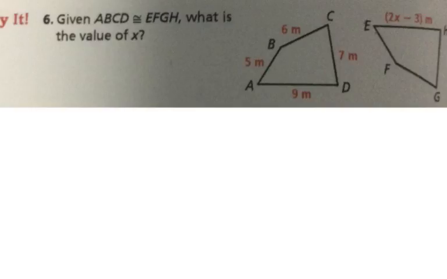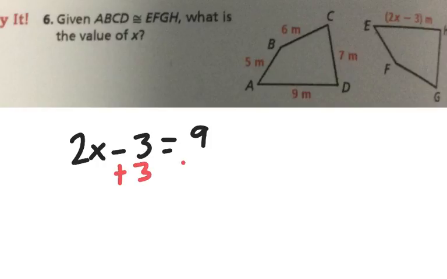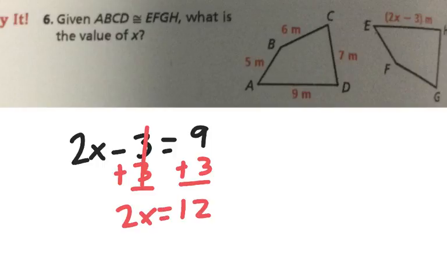So if they're equal, let's say they're equal. 2x minus 3 has to be equal to 9. Now can I find what x is? Yes, by solving. I can add 3. That tells me 2x equals 12. I can divide by 2. Tells me x equals 6.